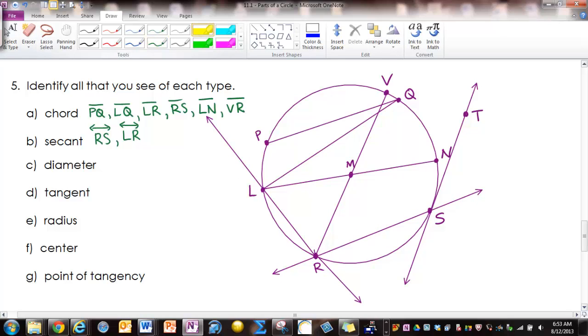Okay, next we want our diameters. So just like we mentioned before, our diameters are segment LN and segment VR. And again, this is because their endpoints are on the circle and they are segments, but they also go through the center of the circle. Now, it's really important not to list the chords as diameters, but you do list the diameters as chords.